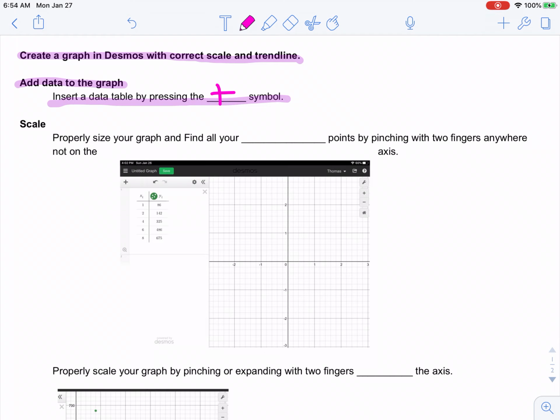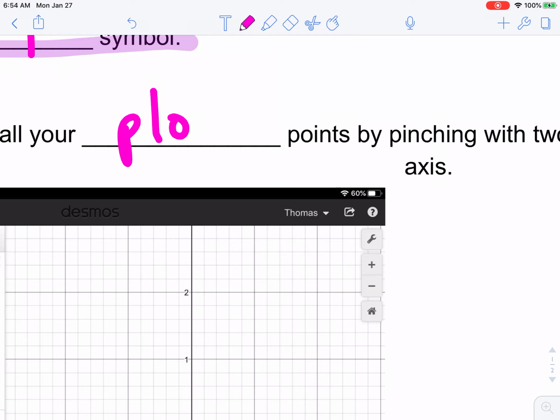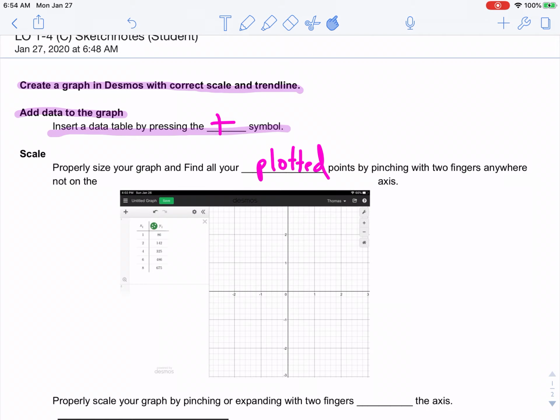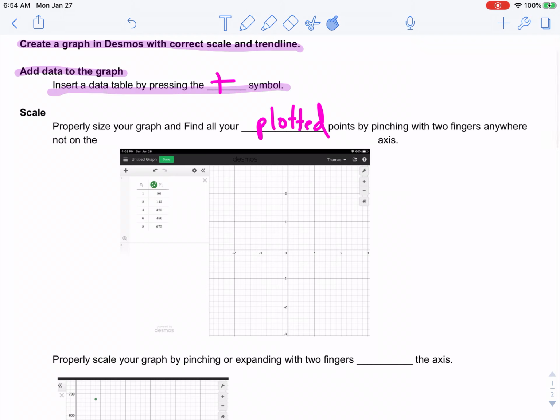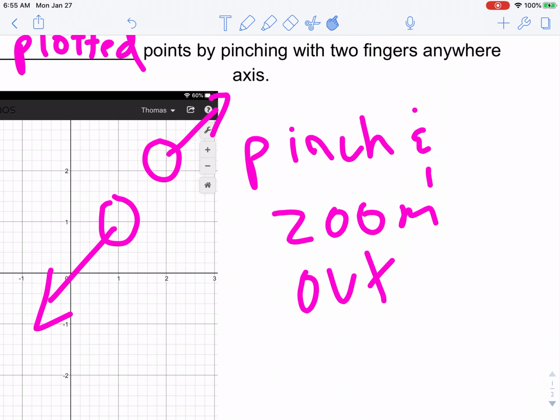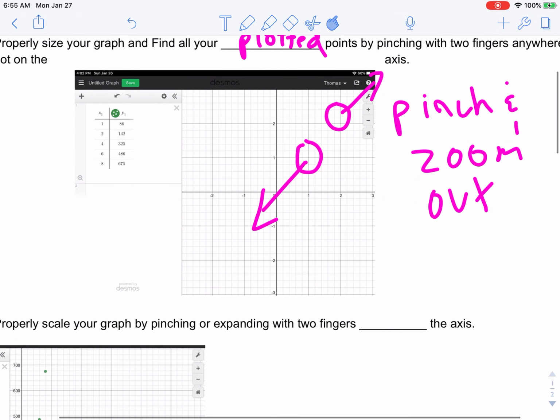So properly size your graph and find all your plotted data points by pinching with two fingers anywhere not on the axis. Those words kind of got separated. That's okay. So if you pinch and zoom, I'm going to put one finger there and another finger there, and I'm going to pinch and zoom out. You guys know how to do this, but it's just important that you're not on the axes in this case.